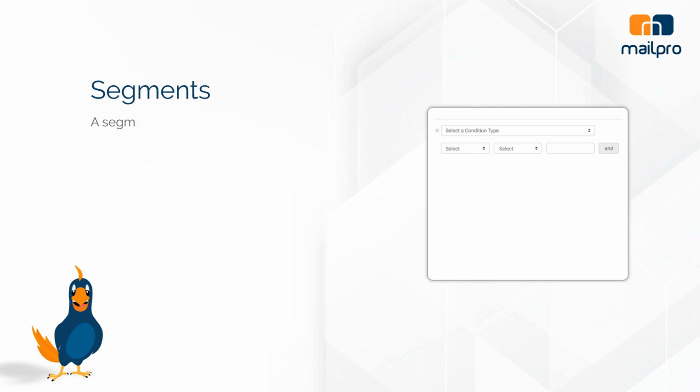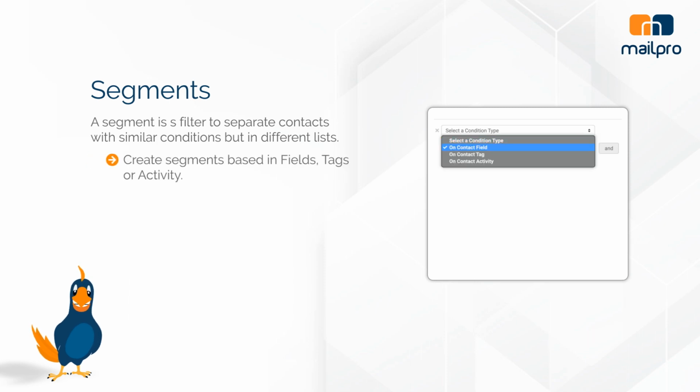Segments are an important part of your campaigns. They're basically search conditions that you add so that when you select your lists, you can filter the contacts you really need. Segments will help you send emails to the right audience. You can create segments based on contact fields, tags, or even the activity and behavior of the contacts.